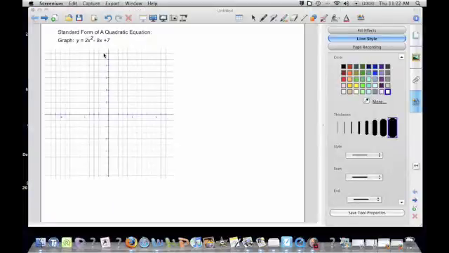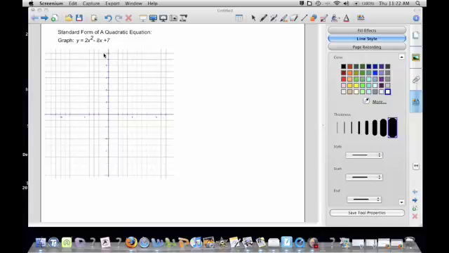So what we're going to talk about today is the graph of a standard form quadratic equation. To begin with, the function y equals 2x squared minus 8x plus 7, we should talk a little bit about what the function is going to look like. It's going to look like a smooth U-shaped curve, otherwise called a parabola.